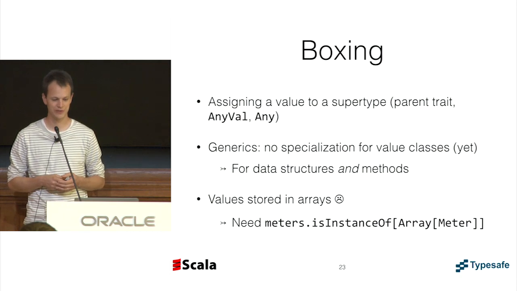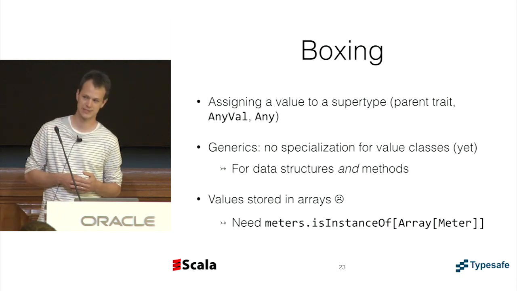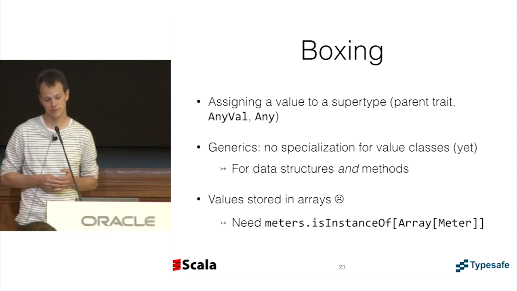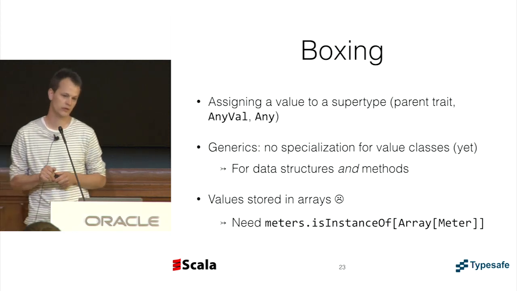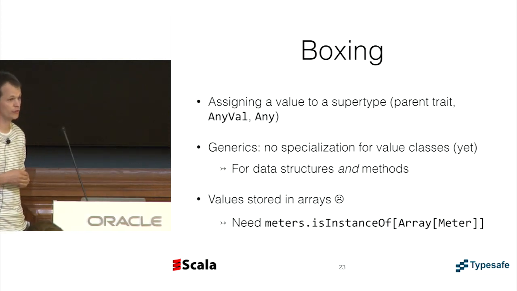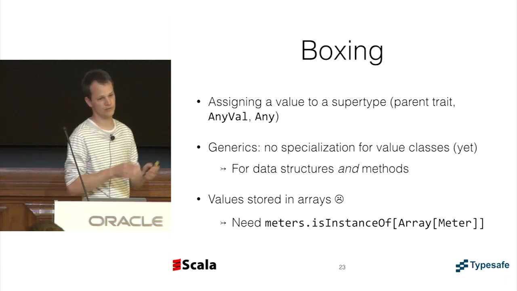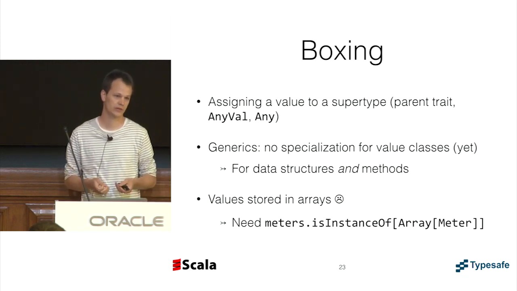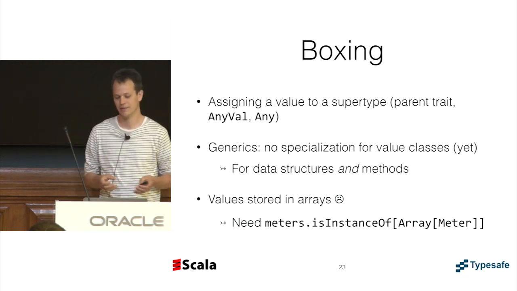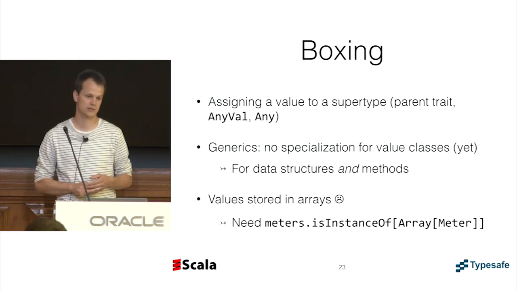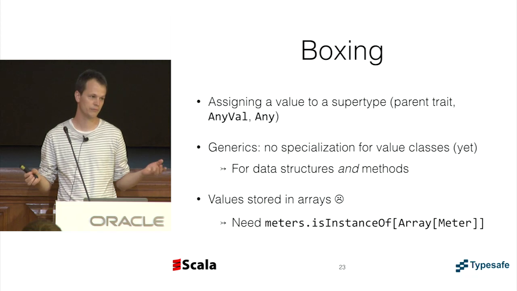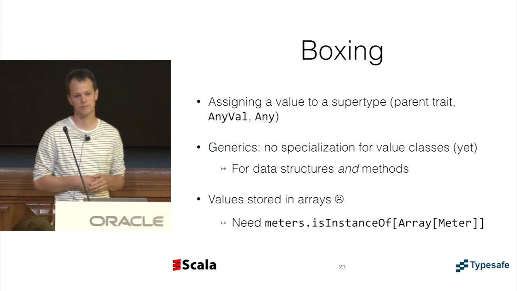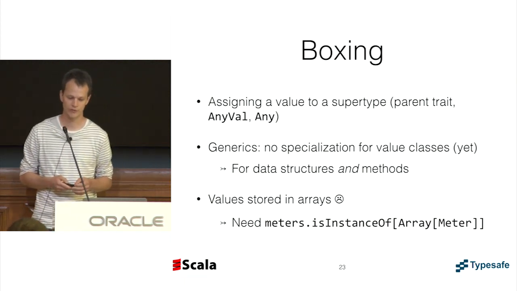And finally, one of the really sad restrictions is that values stored in arrays have to be boxed. The problem there is mainly we couldn't keep the correct semantics otherwise, because if you have an array of ints or an array of a value that erases to int, the two really look exactly the same at runtime. It's just an array of int. But the language specification requires us to be able to distinguish the two types using an instance of test, right? So there's not much we can do except boxing whenever you put the value into an array.